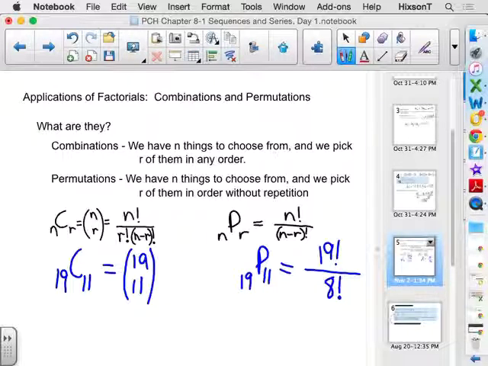So the 19 factorial is if we put all 19 of you in order. But if I only want to put 11 of you in order, how many do I not care about? 8. This eliminates those other 8 that we don't care what order they're in. Okay?